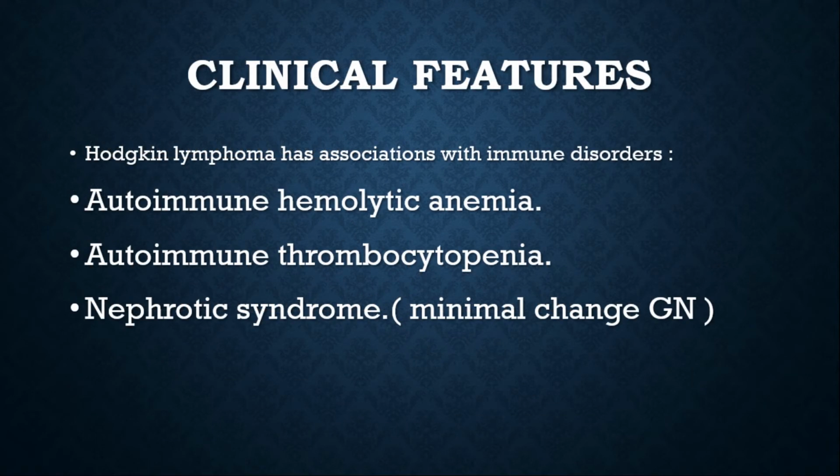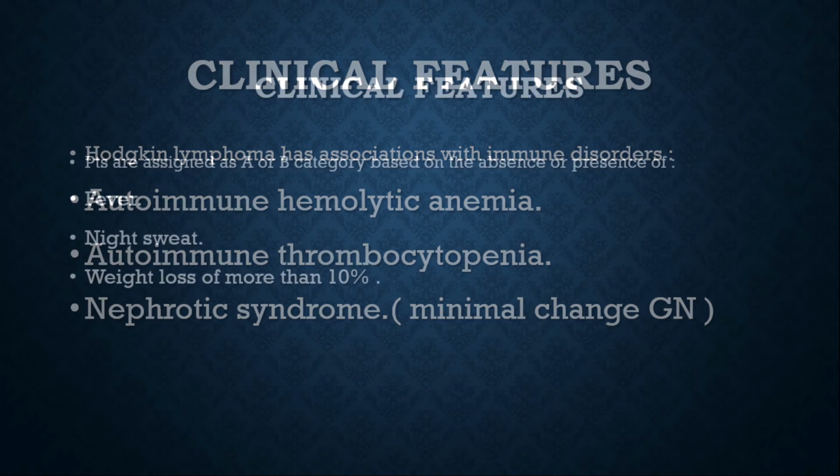Hodgkin lymphoma has association with immune disorders, namely autoimmune hemolytic anemia, autoimmune thrombocytopenia, nephrotic syndrome, and the commonest type of nephrotic syndrome associated with Hodgkin lymphoma is minimal change glomerulonephritis.